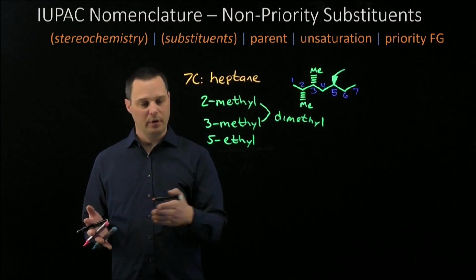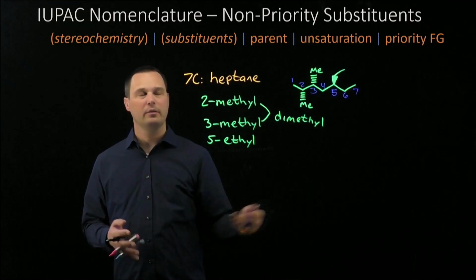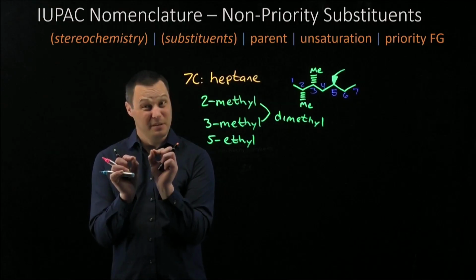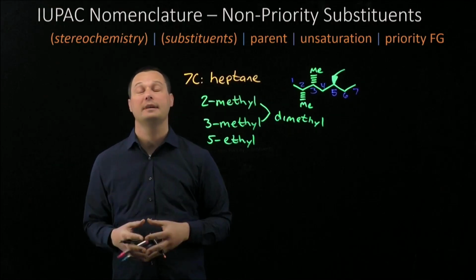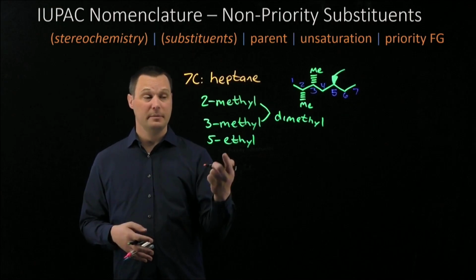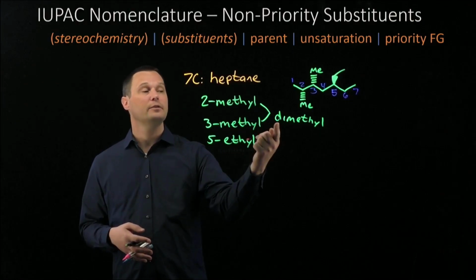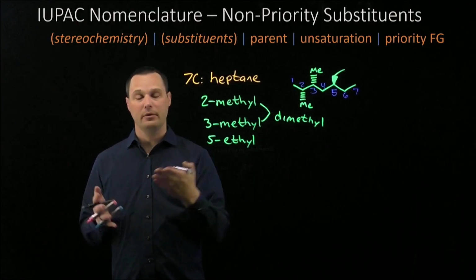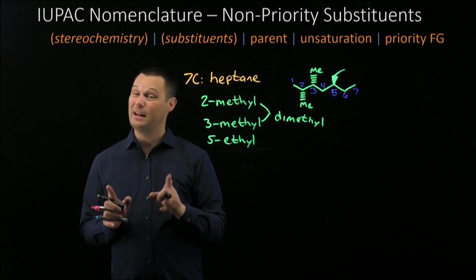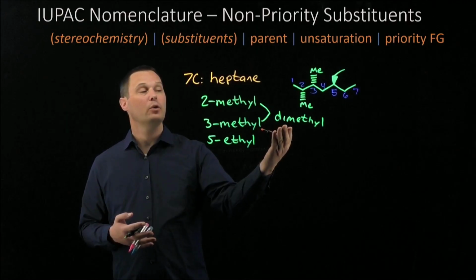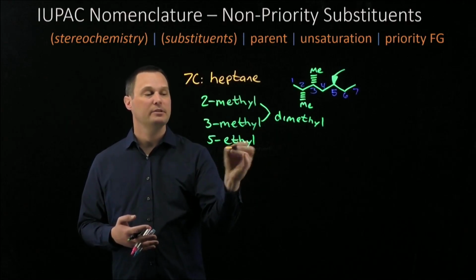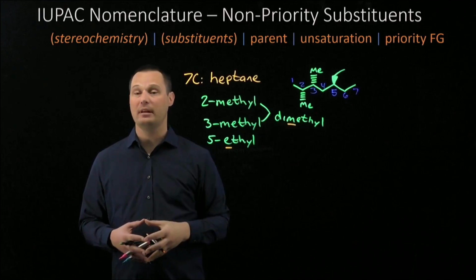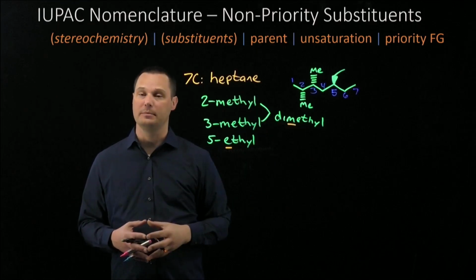The next step is to put all the substituents in alphabetical order, followed by the parent hydrocarbon name. And we want to be very careful here, friends, when we alphabetize these substituents. It would be very tempting to alphabetize by the E in ethyl versus the D in dimethyl and say that dimethyl comes alphabetically first. But that's not the rule. The rule is that we ignore numeric modifiers and we alphabetize based on the E in ethyl versus the M in dimethyl, and alphabetically ethyl comes first.